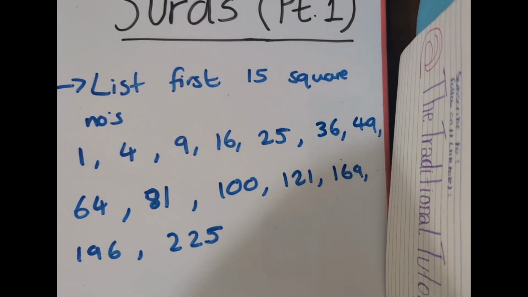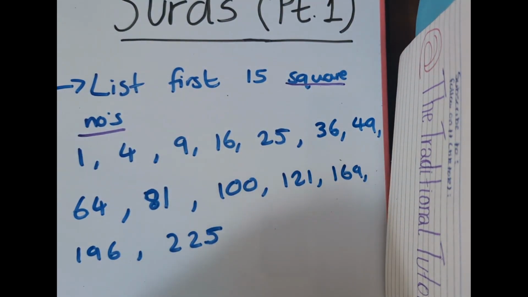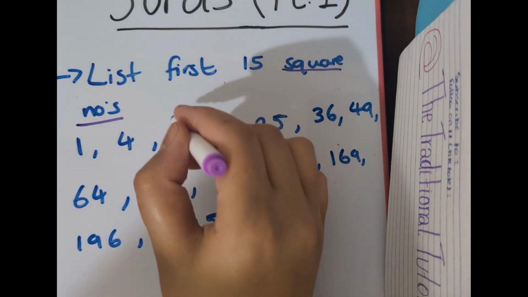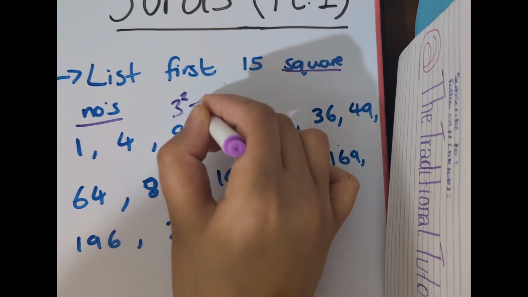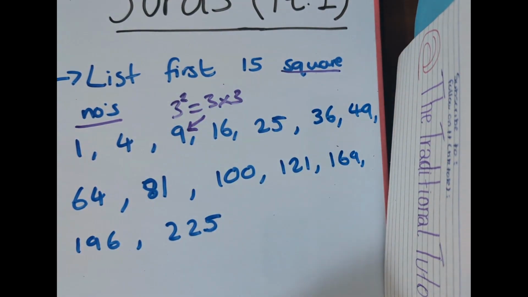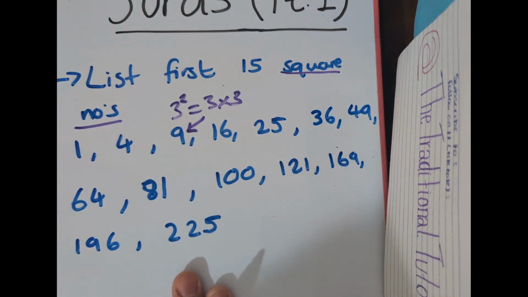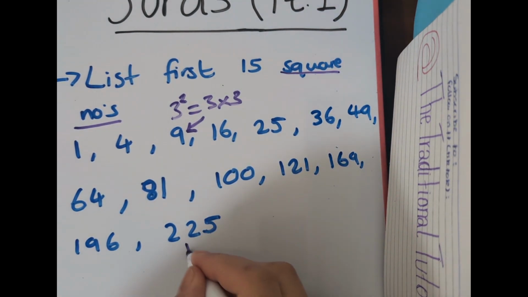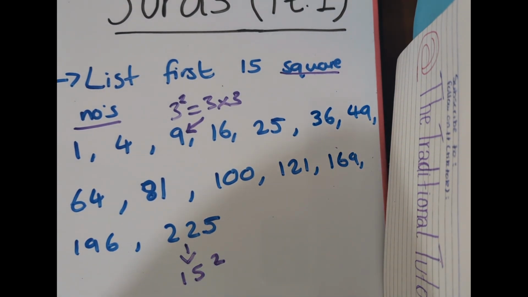Okay, so these are my first 15 square numbers, and by square numbers, what we actually mean is a number. So for example, if we think about 3, and if we square it, which just means 3 times by 3, then we get the answer 9. So that's what a square number is. So 9 is a square number, 16, 25, and all the numbers I've listed here are square numbers. So this is 15 squared. So that's all of our square numbers.